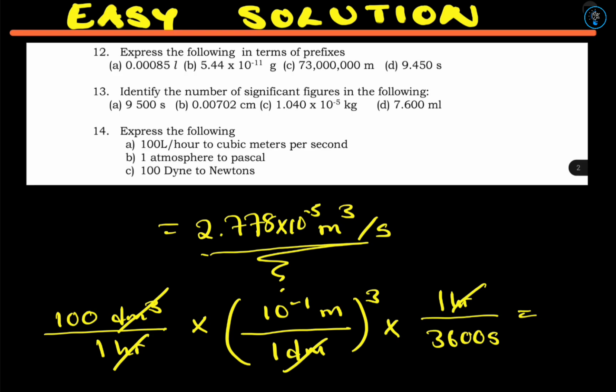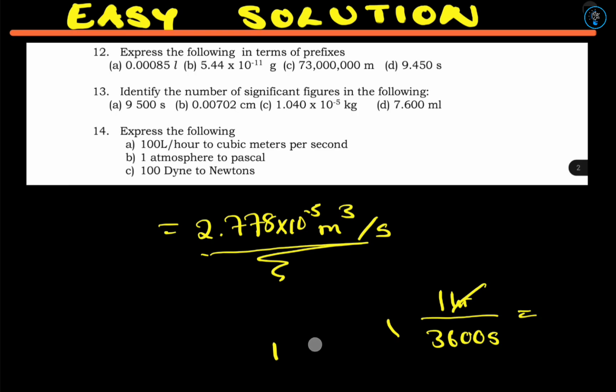Okay, let's jump to B. On B, we are told to convert 1 atmosphere to pascals. This has to do with pressure. We are told to convert 1 atmosphere to pascals.